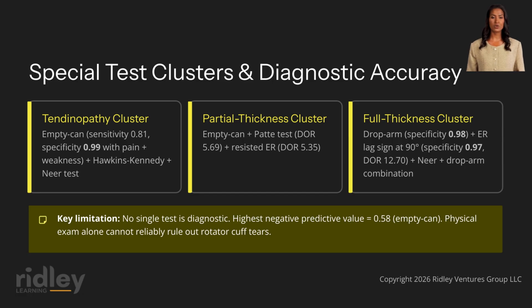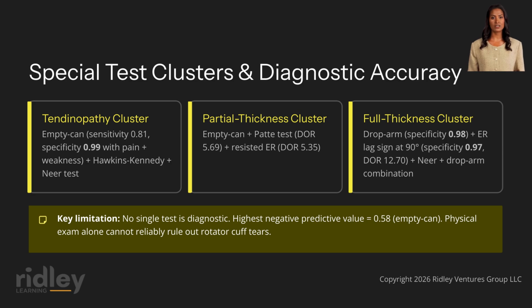The empty can test correctly identifies about 4 out of 5 cases of supraspinatus tears when positive, and becomes highly accurate for confirming the diagnosis when both pain and weakness are present, with very few false positives under that combined criterion. For partial thickness tears, the guideline recommends combining the empty can test, PATE test positive for pain and weakness, and resisted external rotation. Both the PATE test and resisted external rotation are among the strongest diagnostic indicators available for distinguishing full thickness from partial thickness tears, representing the highest ability among clinical tests to differentiate tear thickness.